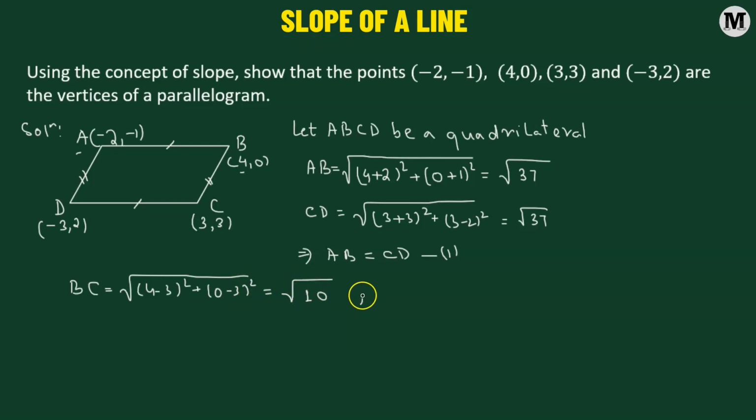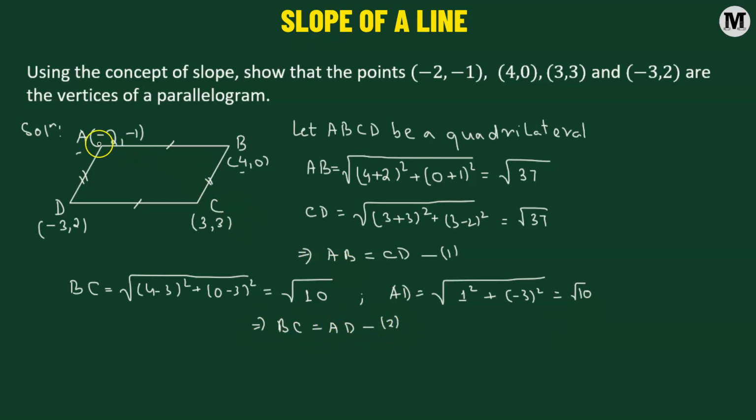Fine. And then we'll compute the length of side AD. So AD is going to be equal to, we'll take the square root. So here we have the difference of the x coordinate, -2 minus -3. So that means we have +1 squared. Added to -1 minus 2, so that's going to be -3 squared. So this is going to give us a length square root of 10. So here also we have obtained that BC equals AD. Right, so let's name this number 2.